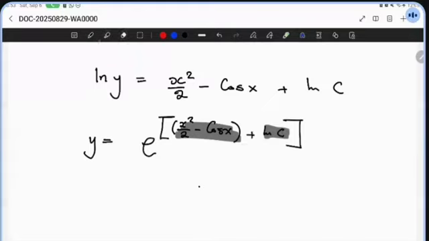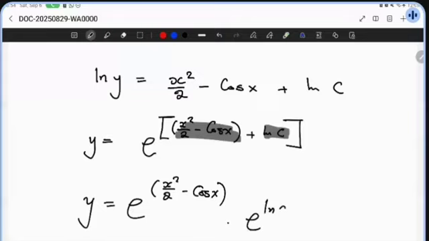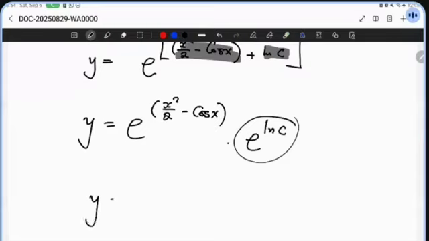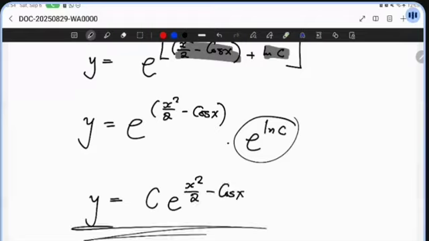maybe what we had was e to the power x squared over 2 minus cos x multiplying e to the power ln of c. And e to the ln of c, again, the anti-ln and ln, we know they will cancel out. So that now we have y is equal to c e to the x squared over 2 minus, of course, x. So this becomes the expression that will be our solution.